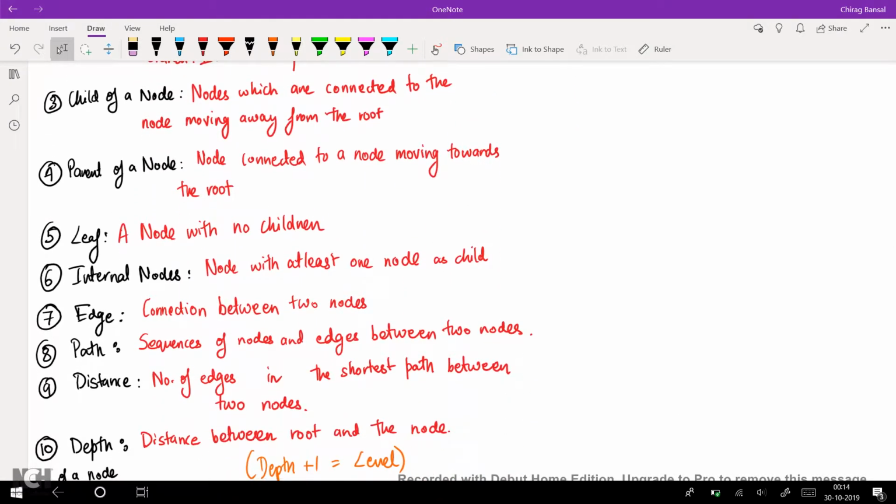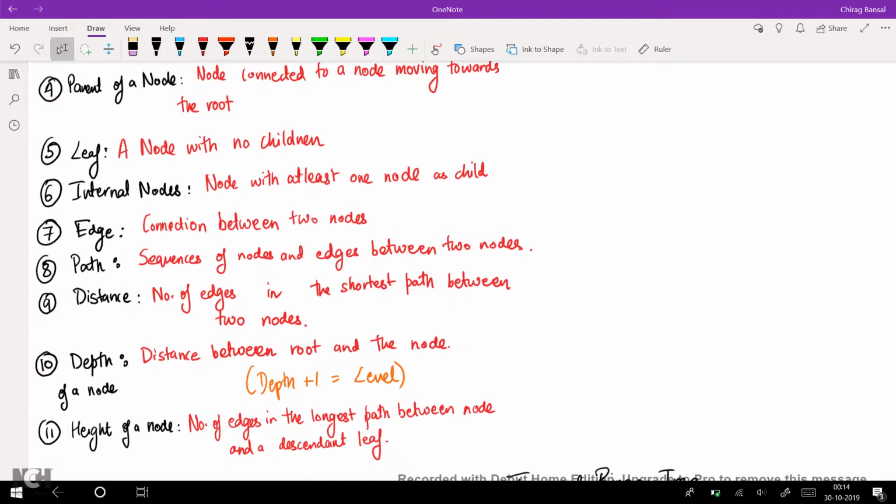Leaf, a node with no children. Internal nodes, nodes with at least one node as child. Edge is a connection between two nodes. Path, sequence of nodes and edges between two nodes. Distance, number of edges in the shortest path between two nodes.